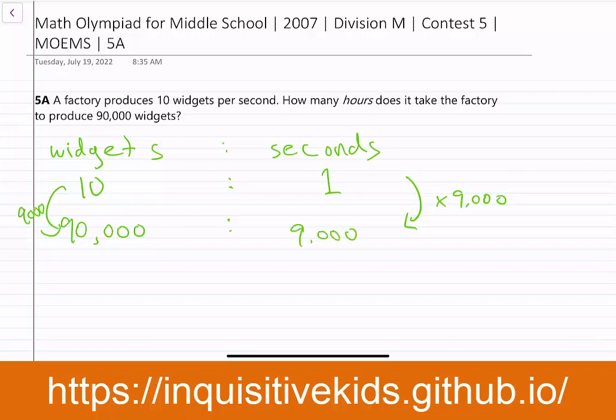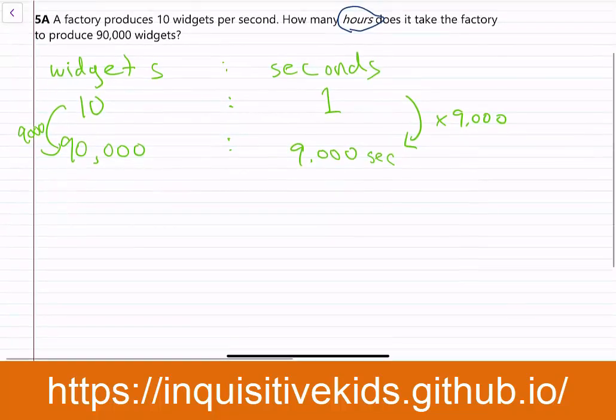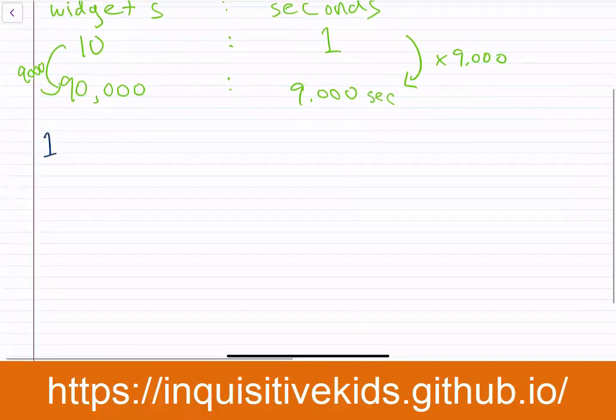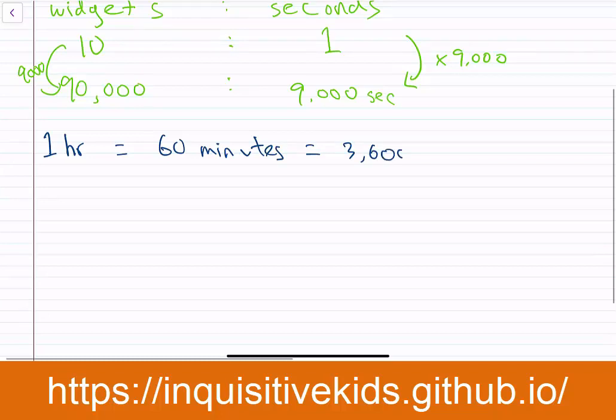So right now we have 9,000 seconds, but the question asks us how many hours it takes. So we have to divide 9,000 seconds by the number of seconds in each hour. We know that 1 hour is the same thing as 60 minutes, which is the same thing as 3,600 seconds.